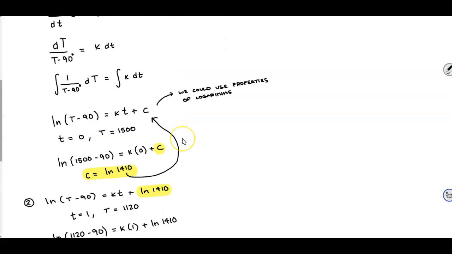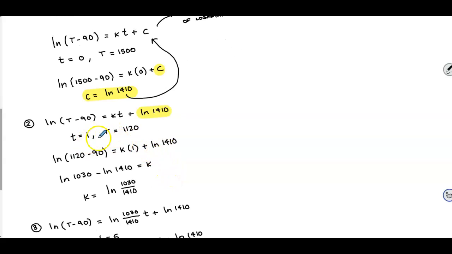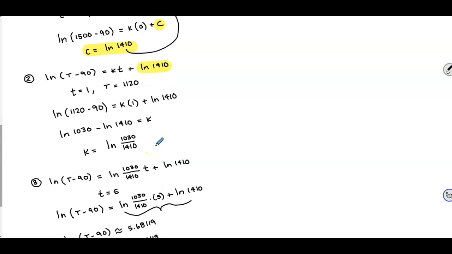So now in the problem, it's saying that 1 hour later, the object is 1120 degrees Fahrenheit. So now we're going to plug those values into the function. So we know that t represents 1, and the temperature is 1120. So if we subtract those, we get the natural log of 1030. And then we can subtract the natural log of 1410 from both sides, so we can solve for k. And now keep in mind here that for natural logarithms, when you subtract, the property that you use is division. So k would equal the natural log of 1030 divided by 1410.